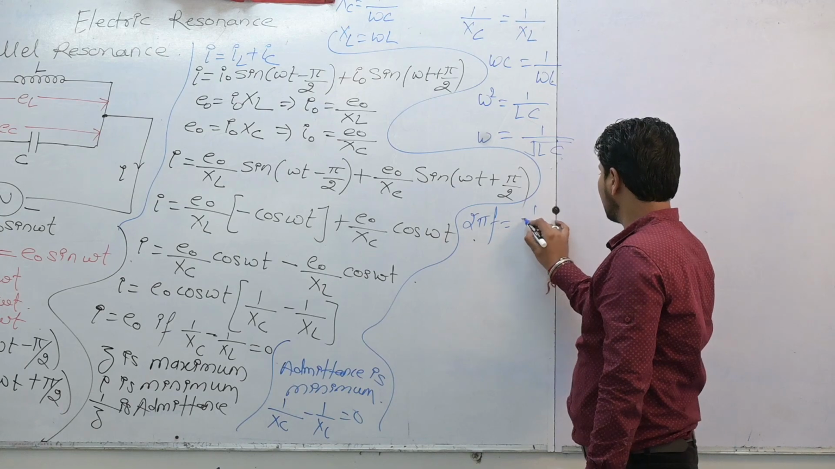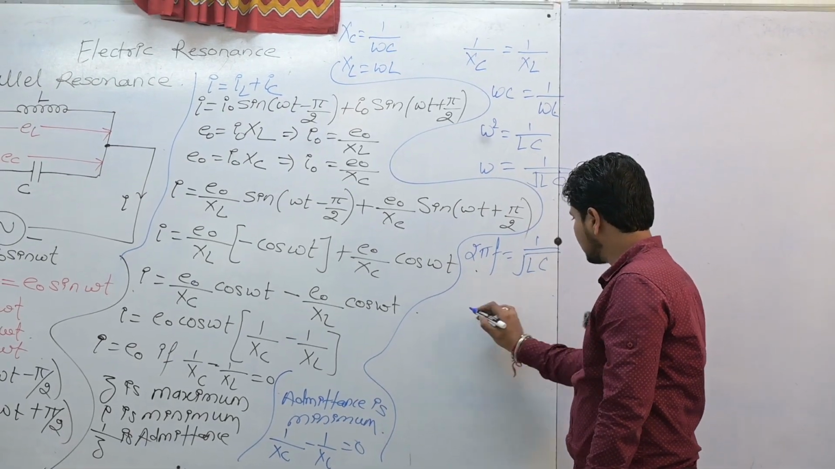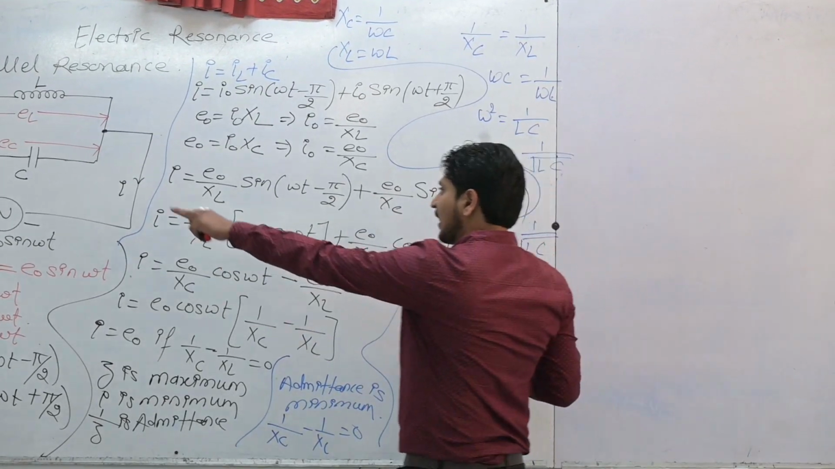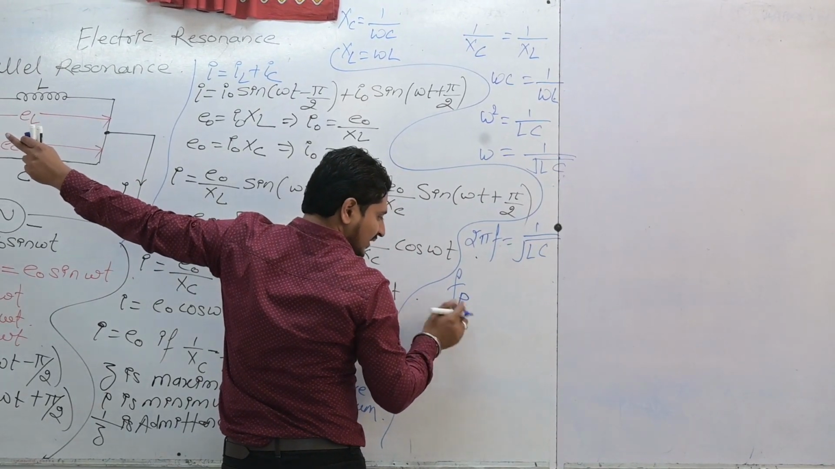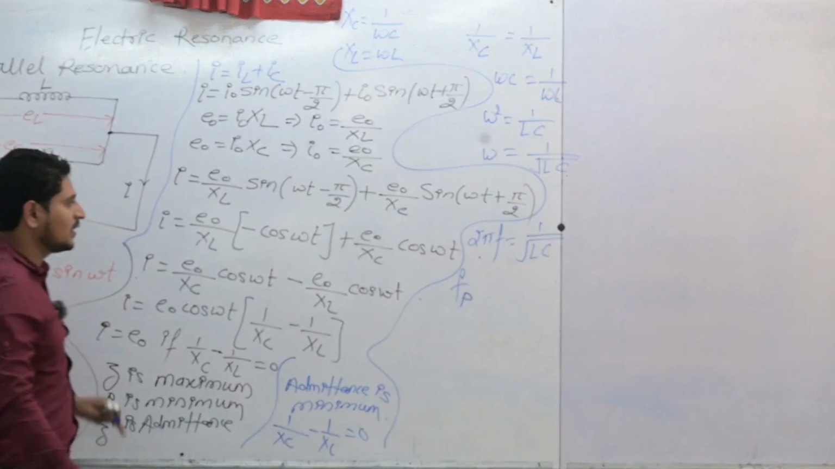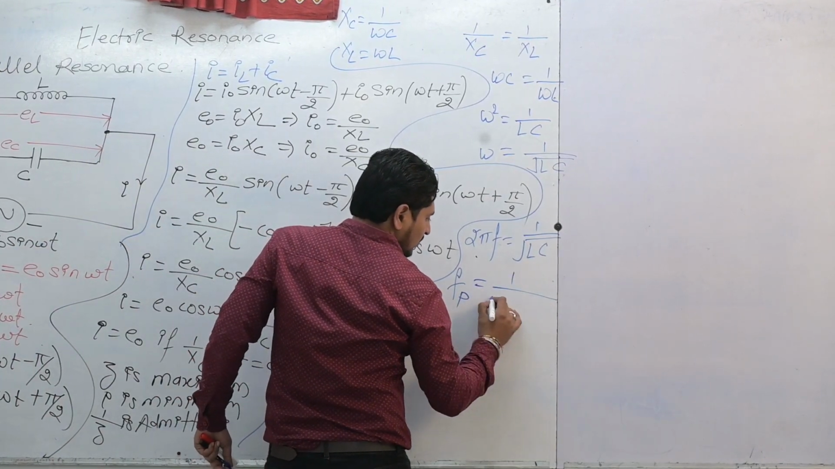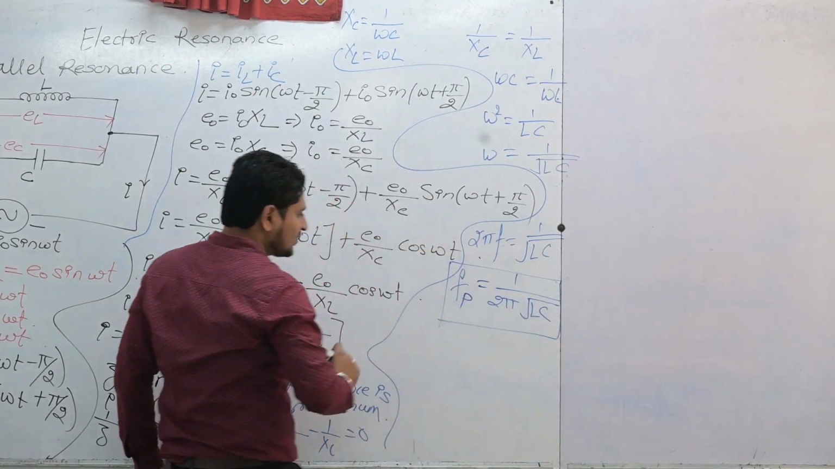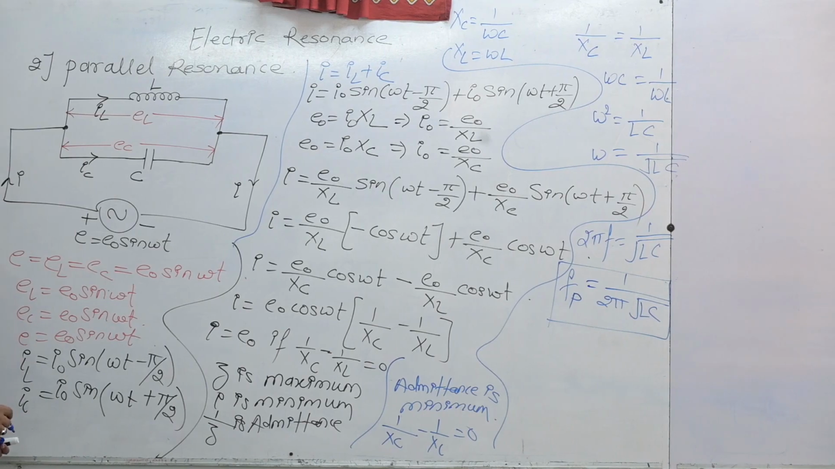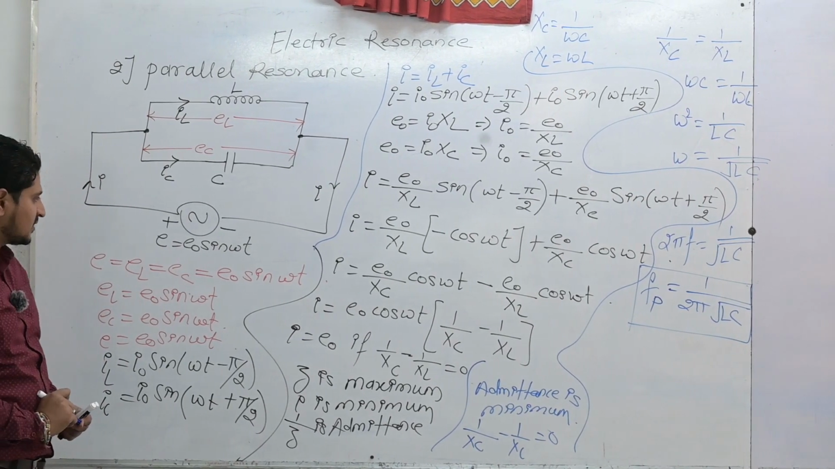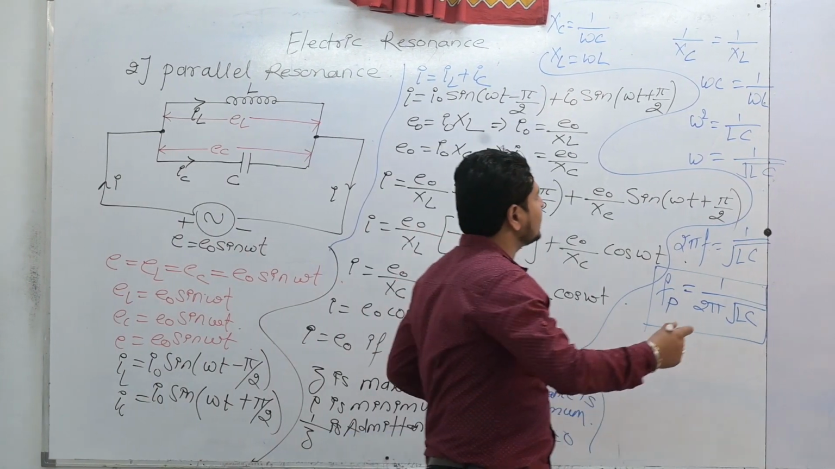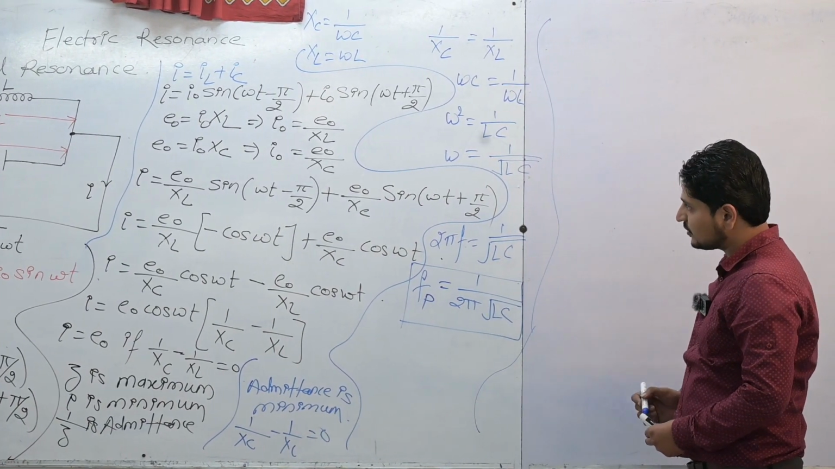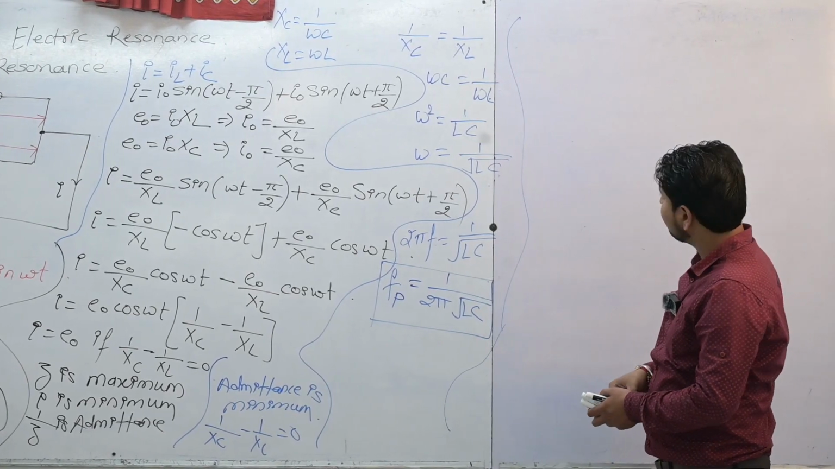2 pi f is equal to 1 upon under root of LC, and we are solving for parallel resonance. So the frequency for parallel resonance is f equals 1 upon 2 pi under root of LC. So this is the equation for frequency in parallel resonance. Now we are taking the graphical representation again from this one. Just as we took it in series combination, in series resonance, now we will take the graphical representation again.